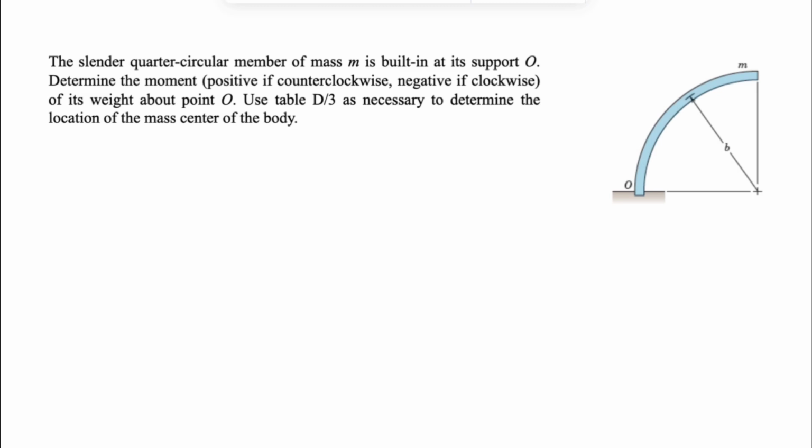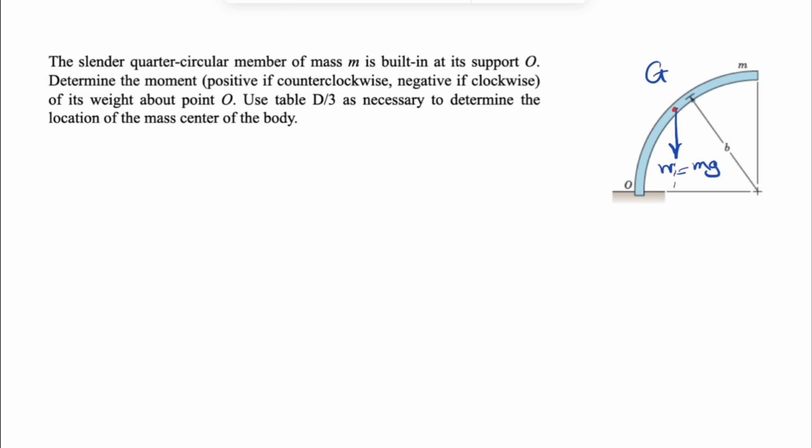And we have a note at the end of the question that for finding the centroid of this member, we need to refer to table D/3. And I'm just going to put what we get from the table for the center of gravity of this member. So first of all, let's call this point G, which would be the mass center of this member. And for finding the force, we are interested in weight, which is mass times acceleration of gravity.